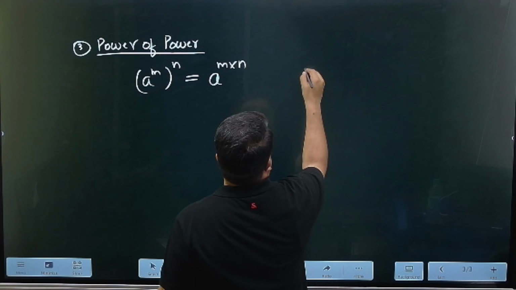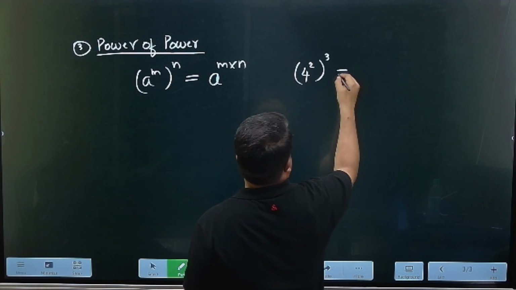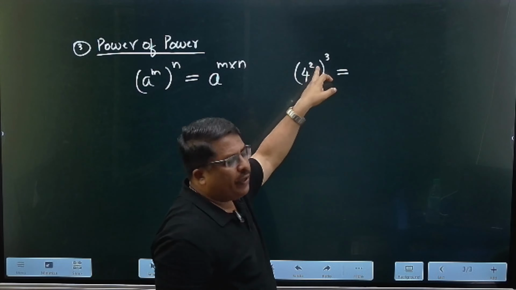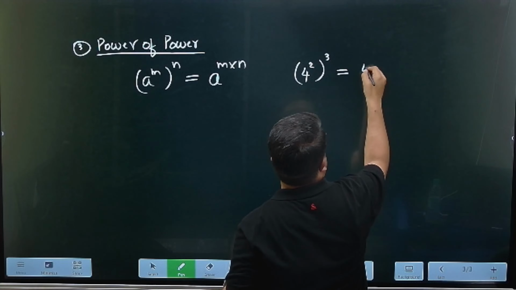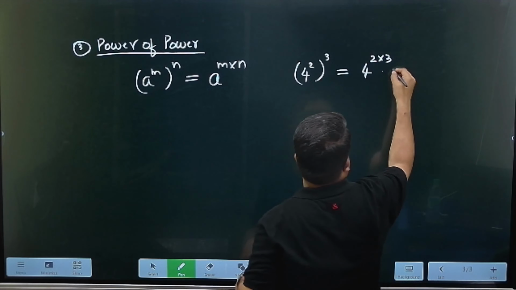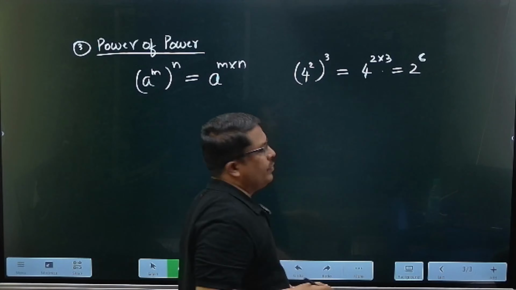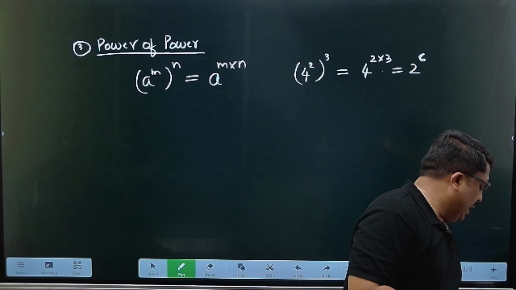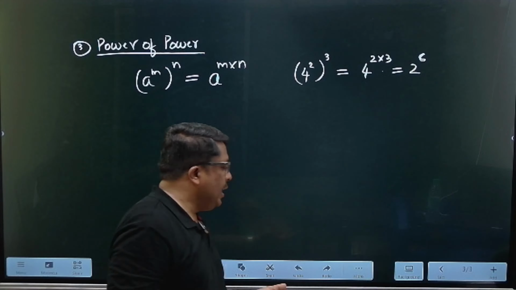For example, 4 squared, raised to 3. Here the base is 4, whose power is 2, its power is 3. So this is 4 raised to 2 into 3, that is 6. So this is important laws or axioms, you can say, in indices.